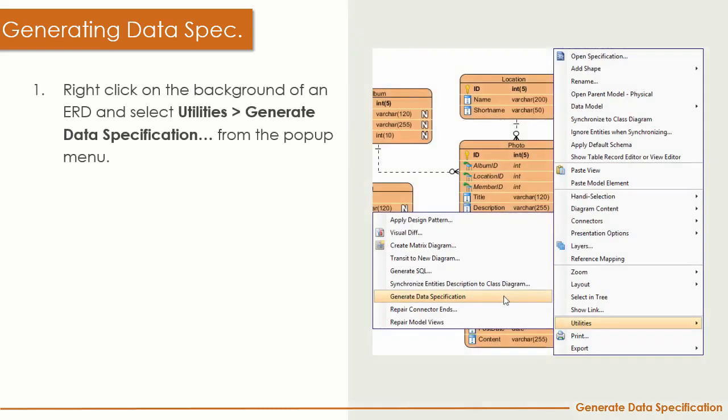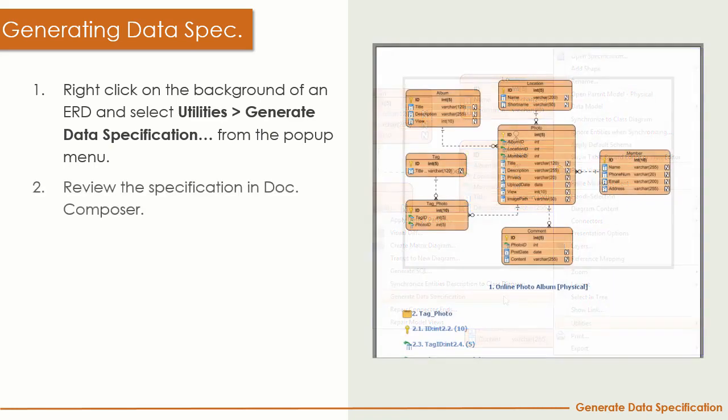To generate the data specification in Visual Paradigm is very easy. You can right click on the empty space of the diagram, click Utility and Generate Data Specification, or you can use the action bar. I will demonstrate how to use the action bar in a minute.